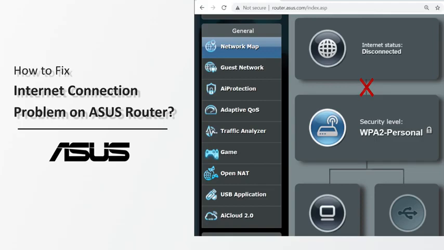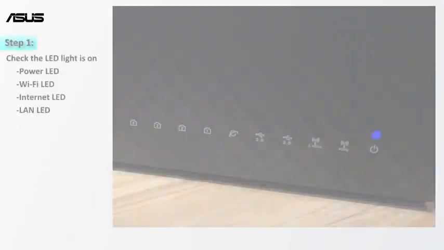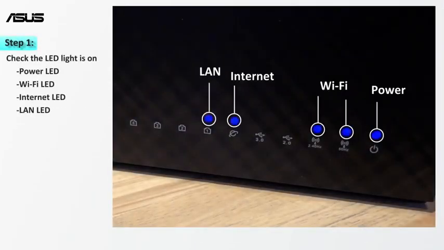When you find that your devices, such as computers and phones, can't get internet access after connecting to the router, you can refer to the following steps for simple troubleshooting. First, turn on the router and check if the LED indicators work properly.